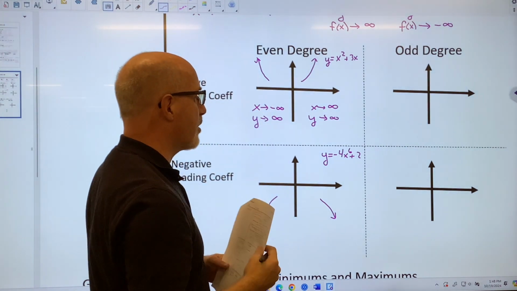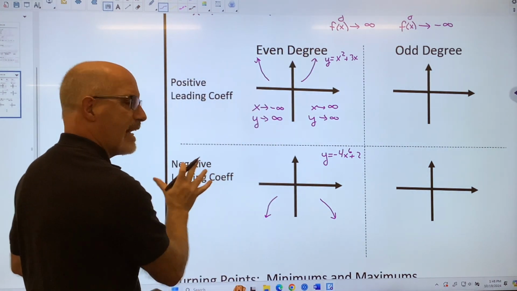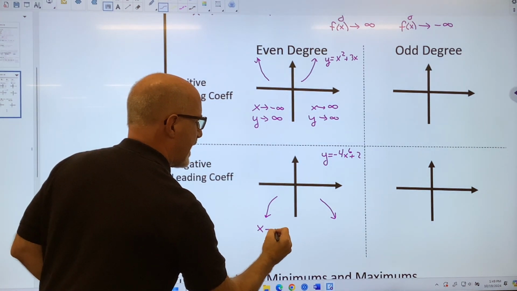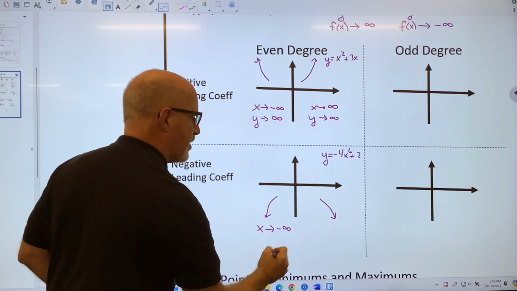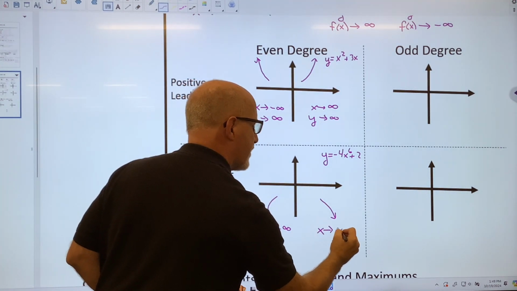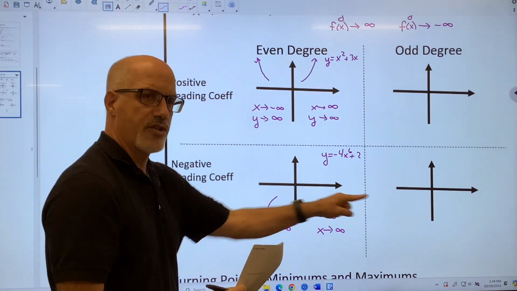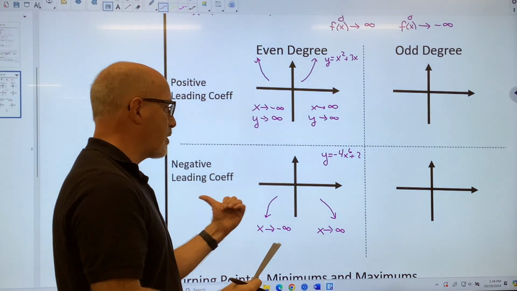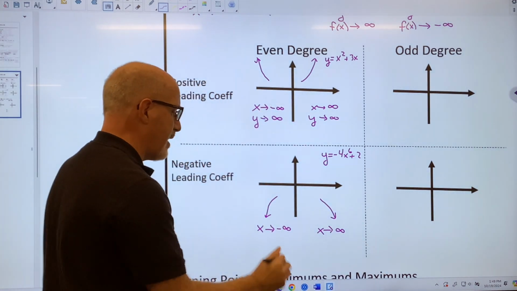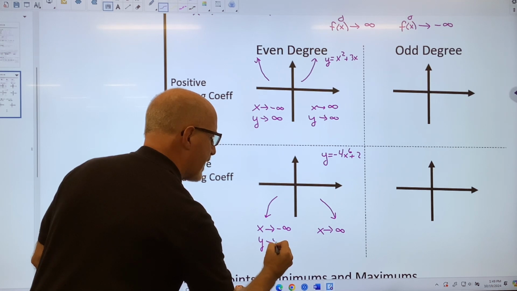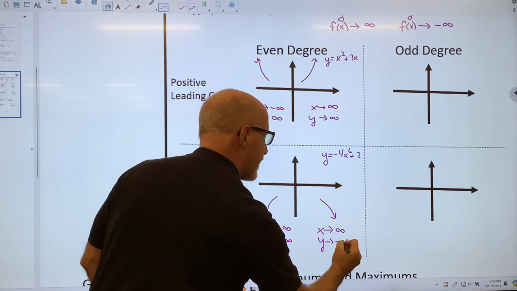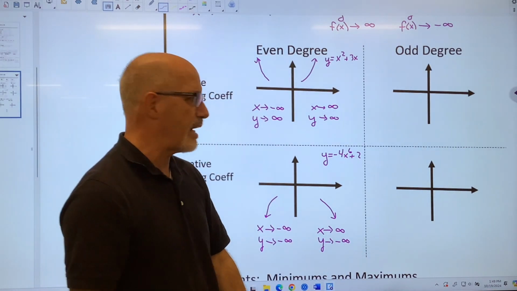Let's talk about down here with the even degree negative leading coefficient. As we go to the left, x goes to negative infinity still. And as x goes to the right over here, x is going to go to positive infinity. So that's what the x's are doing. What are the y's doing as we go to the left? If the leading coefficient is negative, since that flipped it going down, our y's are going to go to negative infinity here. And this y is also going to go to negative infinity. So they both go down with that one.